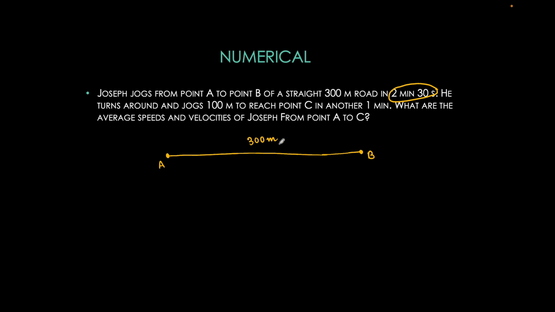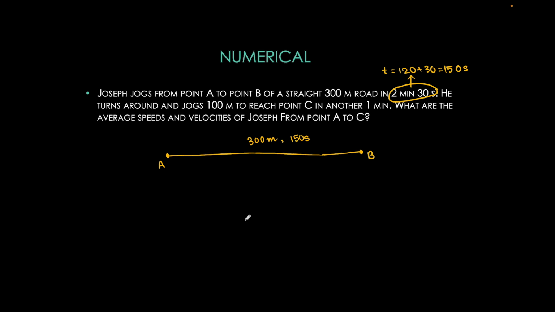So the time taken to jog 300 meter is 2 minutes 30 seconds. As I have told you earlier, always convert this into the SI unit. So 2 minutes is what? 120 seconds plus 30 seconds, which is equal to what? 150 seconds. So basically, Joseph jogs 300 meter in 150 seconds, right?